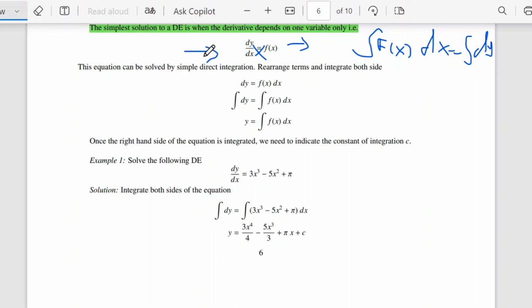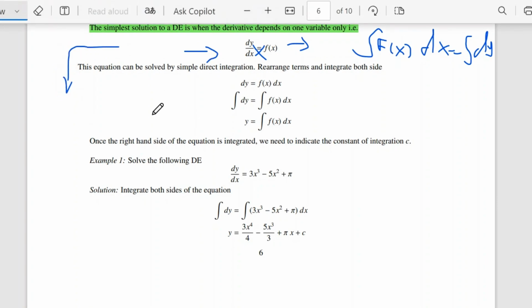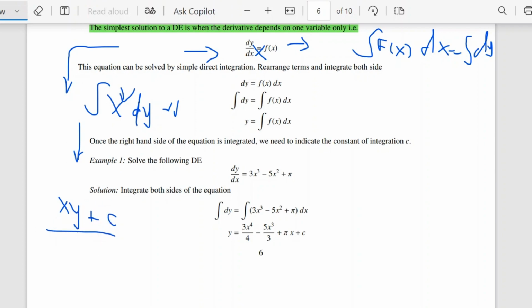There are many questions that can be given, and you will be expected to just cross multiply and then integrate. Why are we cross multiplying here? We must understand why. Remember, we cannot integrate this, or else we will be treating x as a constant. We cannot integrate if we're saying the integral of x dy. If we had to integrate it, it would be xy plus c, and that can be the only answer for this.